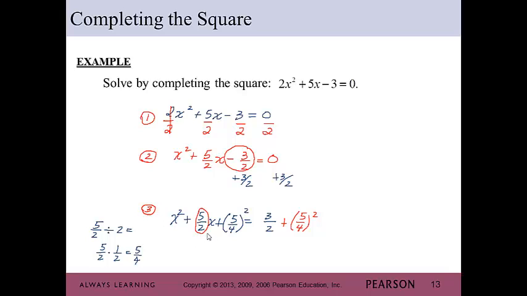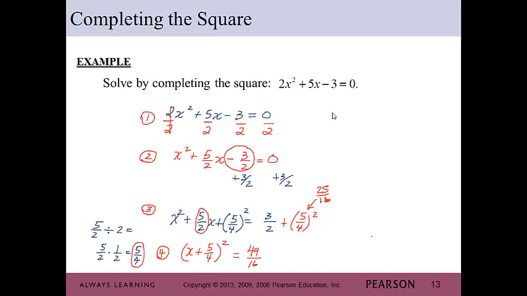And then step 4 says to factor the trinomial. So to factor the left side, this will become x plus 5 divided by 4, whole thing squared. Remember, you factor your trinomial using the 5 over 4. So you just write it as x plus 5 over 4, whole thing squared. And we can simplify the right side to be 49 over 16. Square this, and that will become 25 over 16. And then add 3 over 2.